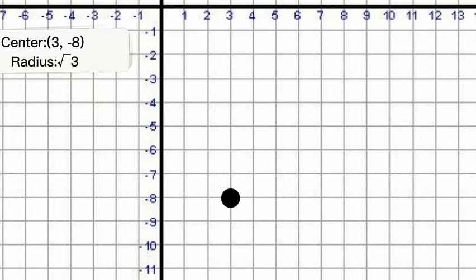Since our radius has a radical sign in it, let's get the decimal value of the square root of 3, which is 1.73 or 1.7. Now let's move 1.7 units to the left, to the right, upwards, and downwards. Now that we already graphed our circle, let's identify our coordinates.